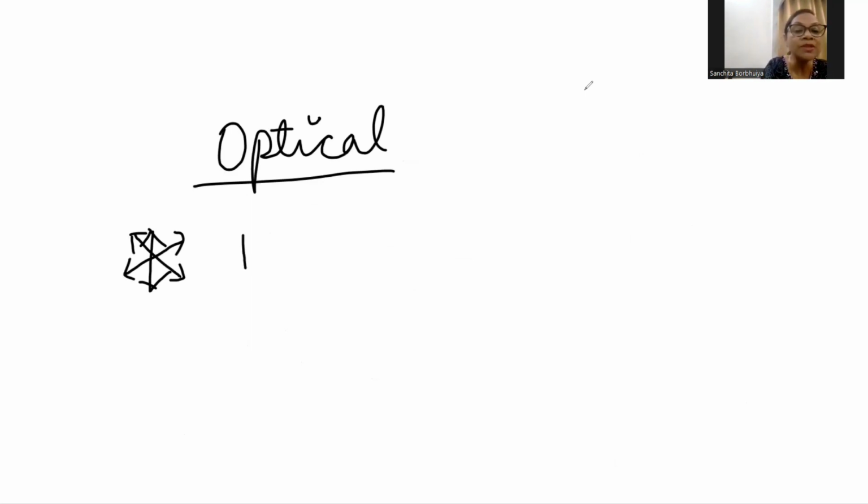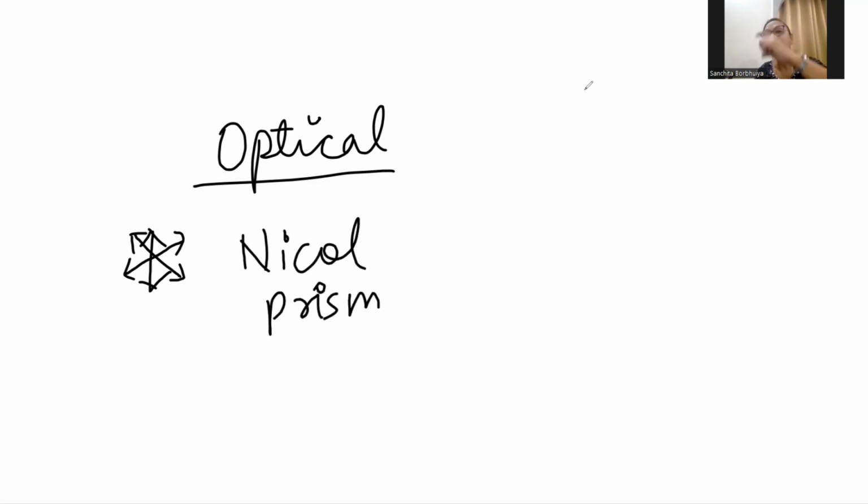If we pass it through a prism called a Nicol prism, then this light, which has vibrations in all the directions, gets plane polarized. Plane polarized means we have vibrations of light only in one plane. Say it is the XY plane. So this is a vibration of the particle of light in the XY plane. Say this light is plane polarized light.